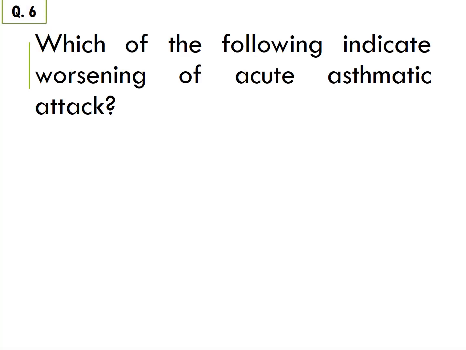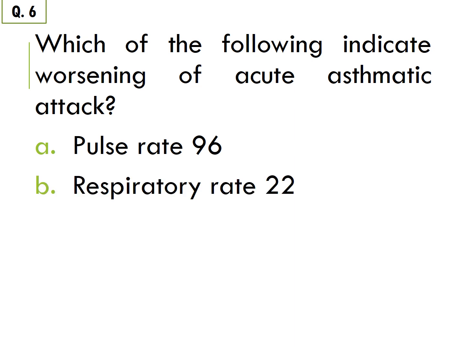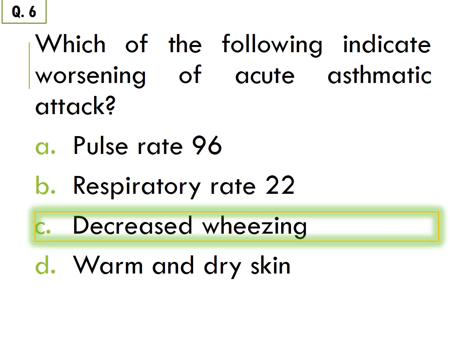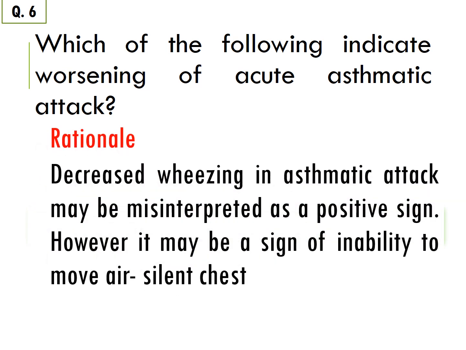Question number 6. Which of the following indicates worsening of acute asthmatic attack? And the options are pulse rate of 96, respiratory rate of 22, decreased wheezing, warm and dry skin. And the answer is decreased wheezing. Rationale: decreased wheezing in asthmatic attack may be misinterpreted as a positive sign. However, it may be a sign of inability to move air, which is called silent chest.